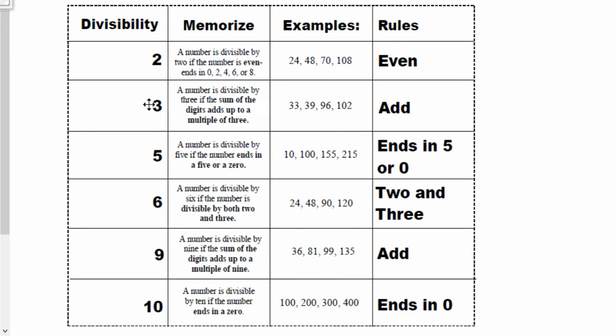9 is similar to 3. You add up the digits. If the answer can be divided by 9, the number can be divided by 9. Like 3 plus 6 is 9. 9 can be divided by 9. 9 plus 9 is 18. 18 can be divided by 9. 1 plus 3 plus 5 equals 9. So 9 can be divided by 9. And then 10, all it has to do is end in a 0, like all of those, and it'll be divided by 10.